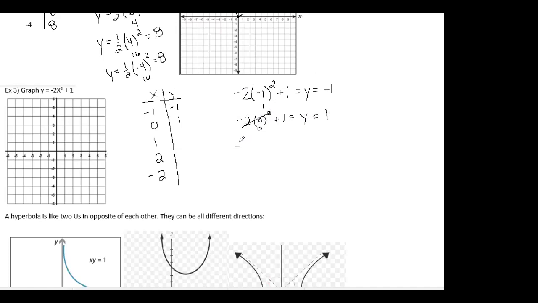Now we're going to plug in a +1. And if you think about what we've been doing, every time we plug in a negative and a positive, they come out the same. So let's double check and make sure that's the same here. 1 squared is 1. 1 times -2 is -2. Plus this 1 comes out to be -1.